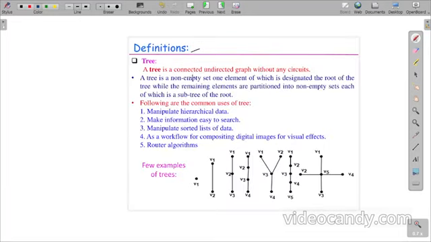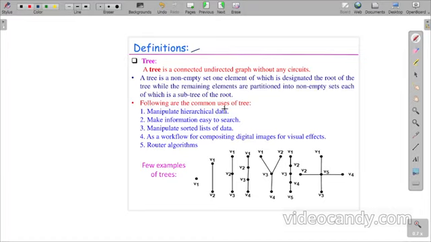Definition: a tree is a connected undirected graph without any circuits. A tree is a non-empty set, one element of which is designated the root of the tree, while the remaining elements are partitioned into non-empty sets, each of which is a subtree of the root.